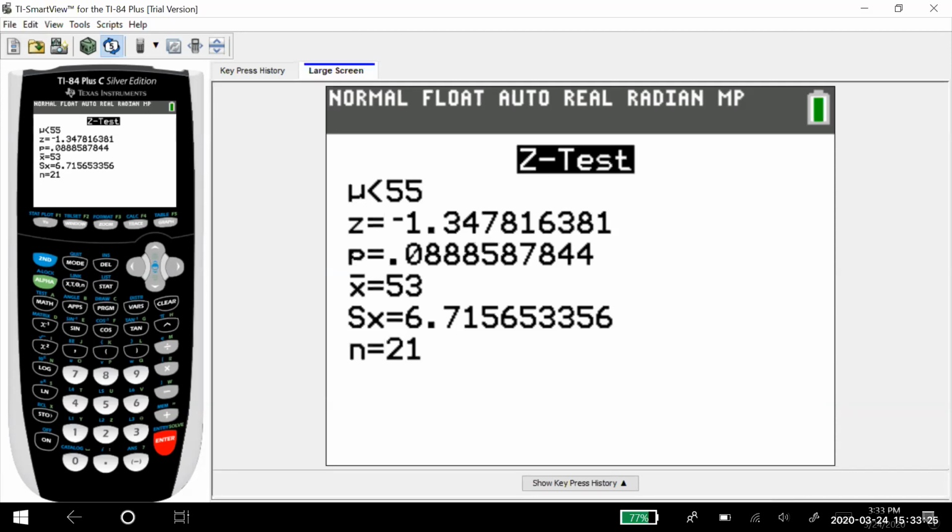Now, notice one thing they did. They calculated X bar for us. And notice X bar is 53. So the sample mean is 53, which was less than 55, but is that less than by enough? We don't know. That's why we check the p-value to see what's the probability that we would get 53 if the population mean really was 55. Okay, so they calculated the sample standard deviation, irrelevant because we already had the population standard deviation, but since we had the data, they just calculated that for us.